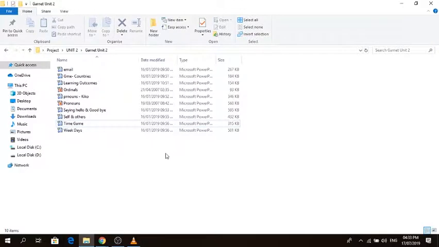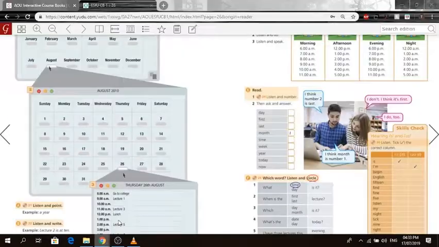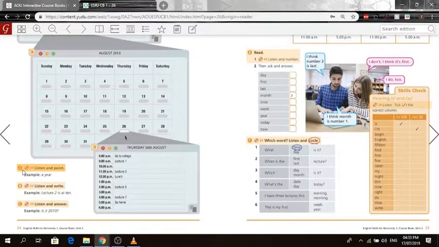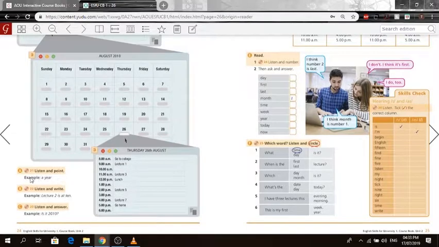Okay guys, so now moving on to our ebook here. Let's start with the exercises. So we have exercise A, listen and point, right? He gave us an example. So for example, a year.